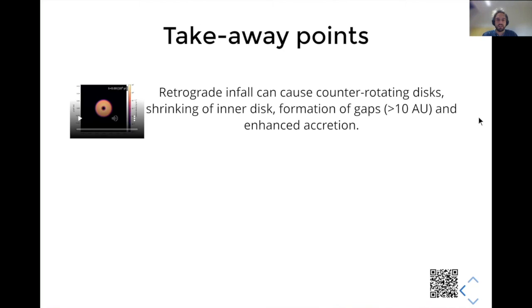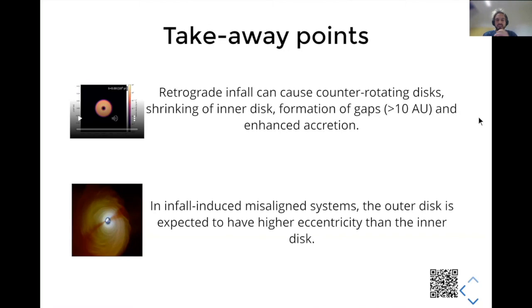I'll leave you with my takeaway points, namely that retrograde infall can cause counter-rotating disks that lead to shrinking of the inner disk and the possible formation of gaps and enhanced accretion, and that we expect the outer disk to have higher eccentricity than the inner disk for infall-induced misaligned systems.